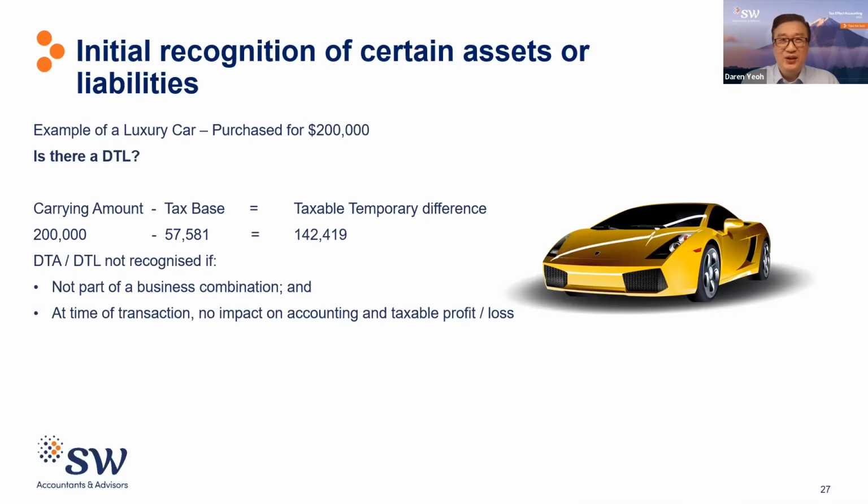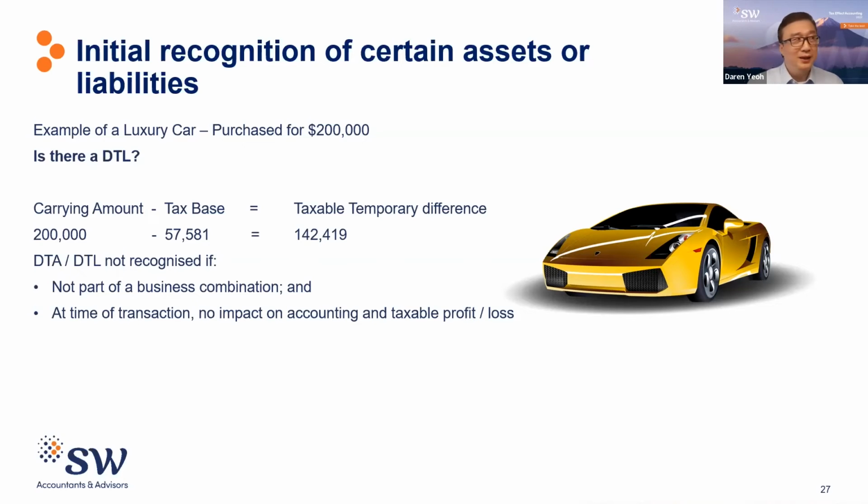You acquire a luxury car for 200,000, and the tax base of a depreciating asset, as I mentioned, will equal the tax written down value. And cars are subjected to a car limit. I have 57,581 there. That number has changed. The difference between the 200 and 57 is 142,000. So by virtue of buying that luxury car, you have triggered a taxable difference of 142,000. The question is, do you need to recognize a deferred tax liability on that taxable temporary difference?